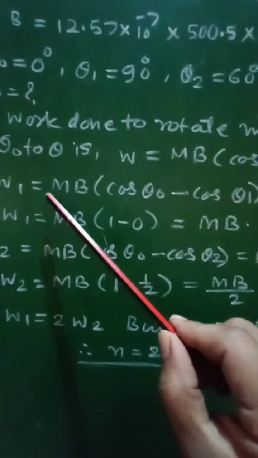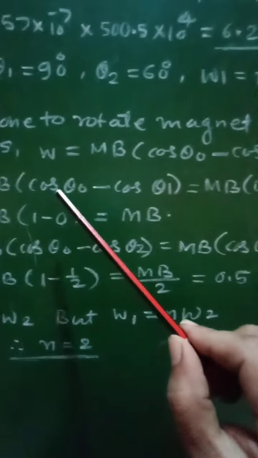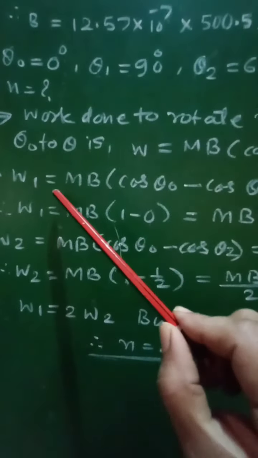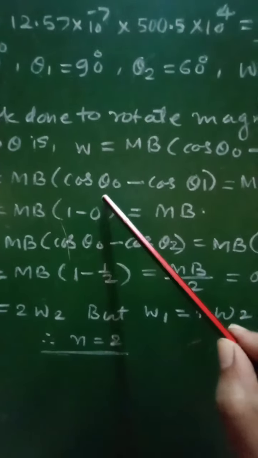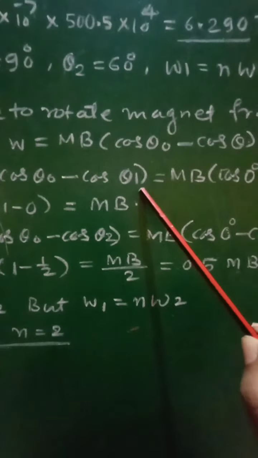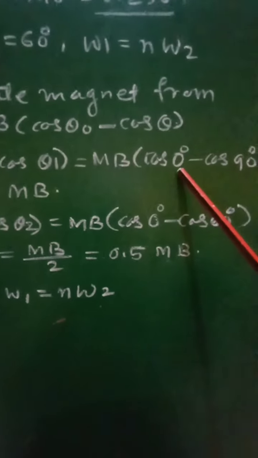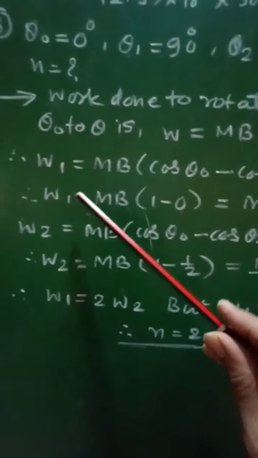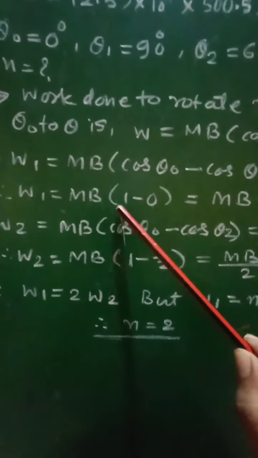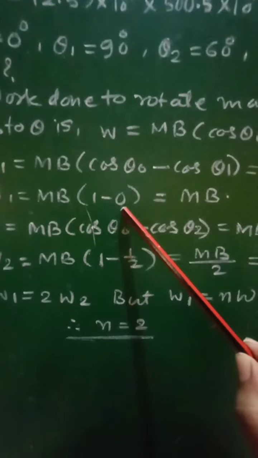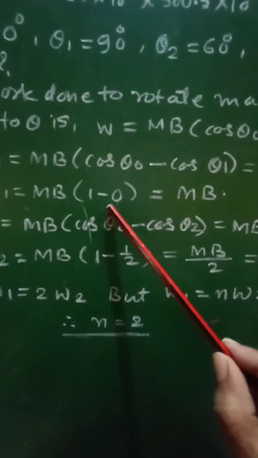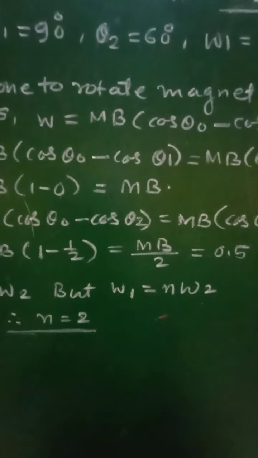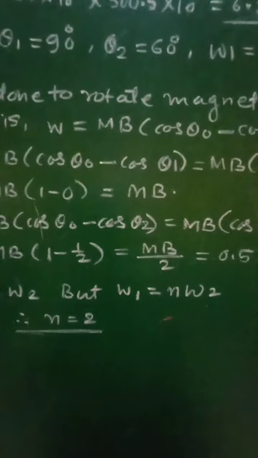Therefore the first work done W1 to rotate that magnet from 0 to 90 degree will be written as W1 equal to mb into cos theta 0 minus cos theta 1, that is mb into cos 0 degree minus cos 90 degree, which comes out to be W1 equal to mb into 1 minus 0, since cos 0 is 1 and cos 90 is 0, which will be equal to mb. So this will be the first work done, that is W1 equal to mb.